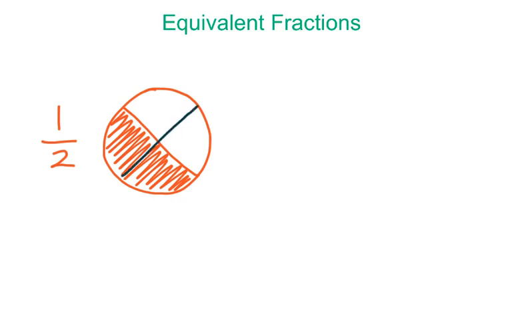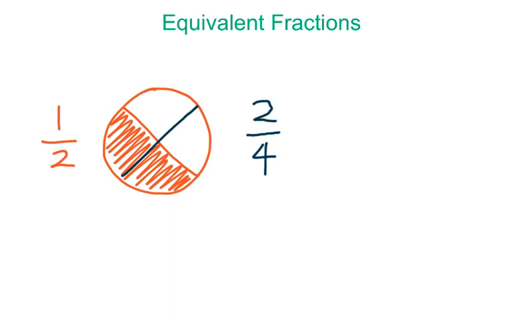Now, if we cut it again in half the other way, we can see we've actually cut it into 4 equal pieces. So now we have quarters. And because we've cut all the pieces, we've also cut the red piece into 2 pieces. So in red, we have 2 quarters.